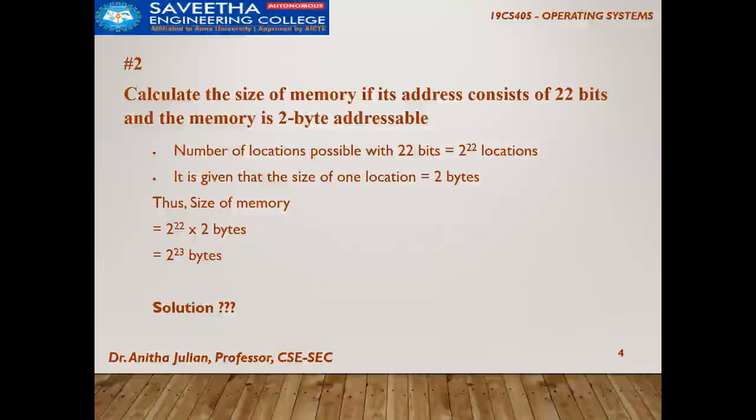A similar question: calculate the size of memory if its address consists of 22 bits and the memory is 2-byte addressable. This is the reverse; they have given the bits and want us to find the memory size. With 22 bits, the number of locations possible is 2 power 22. The size of one location is 2 bytes, since it is 2-byte addressable. Thus the size of the memory will be 2 power 22 into 2 bytes, which is 2 power 23 bytes.